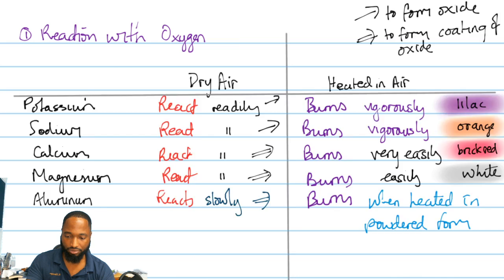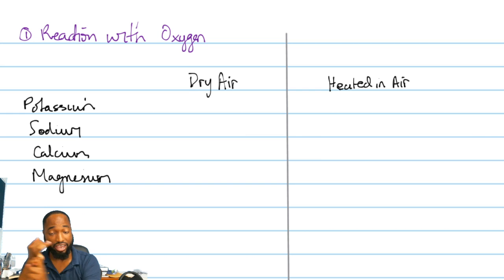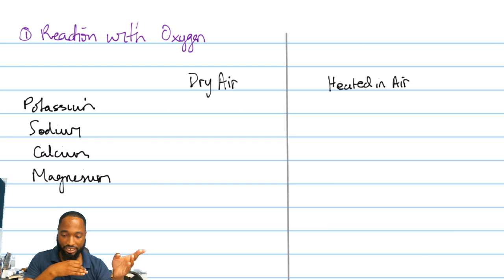Reaction with oxygen. Potassium. How does potassium react with oxygen in terms of dry air, or when it's heated in it? Sodium, dry air, heated in it. Calcium, dry air, heated in it. Magnesium, dry air, heated in it. And I think I'll end with aluminium.